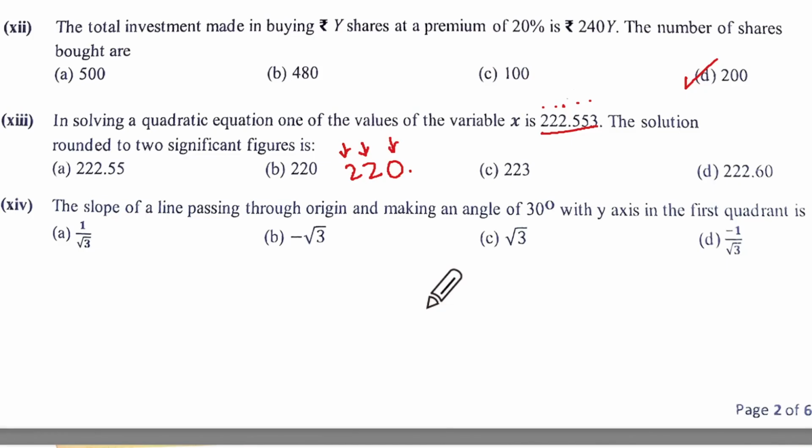Yes, ma'am. 0 is not counted if it is like this. This is not counted, this is not counted, this is not counted, because it does not show the accuracy of it. But if I have 220.00, this is also significant, this is also significant, this is also significant. It tells me the accuracy up to the third place of decimal. So this question, I do not know why they have asked.